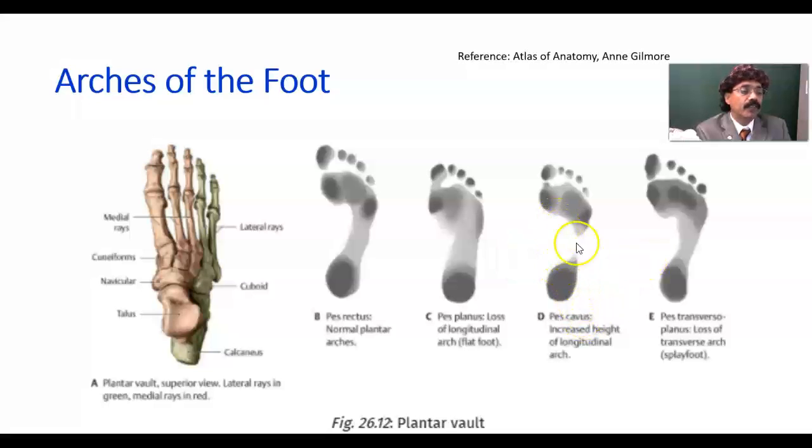Pes cavus is increased height of the longitudinal arch. Important: there may be some neurological problem, some spinal cord problem, like cerebral palsy or some other neurological problem, that may lead to pes cavus. Charcot-Marie-Tooth syndrome will also cause pes cavus. Pes transversoplanus is loss of the transverse arch, which is also possible due to unaccustomed activity.